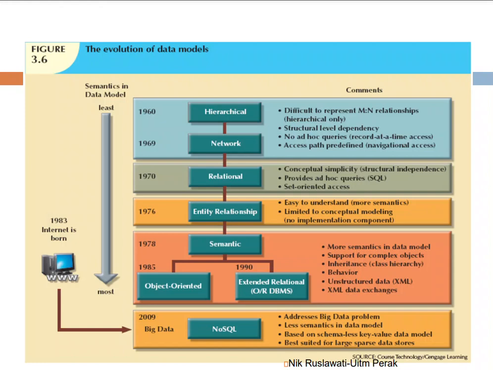Okay, this is the evolution of data models, starting with hierarchical and then improving to network, then improving to relational and entity relationship, and then the semantic based. Semantic based data models include object oriented and extended relational, and then big data, NoSQL. So you can see as we move from hierarchical to NoSQL, the semantic goes from the least to the most.